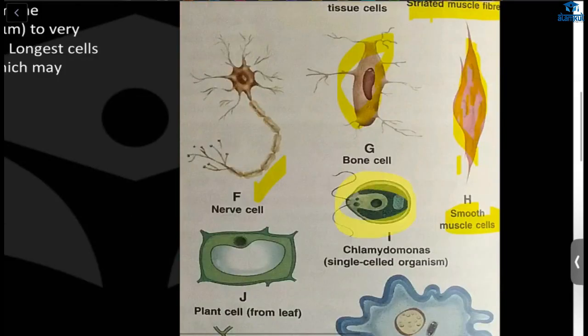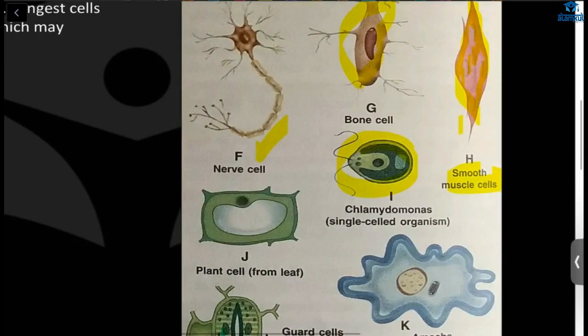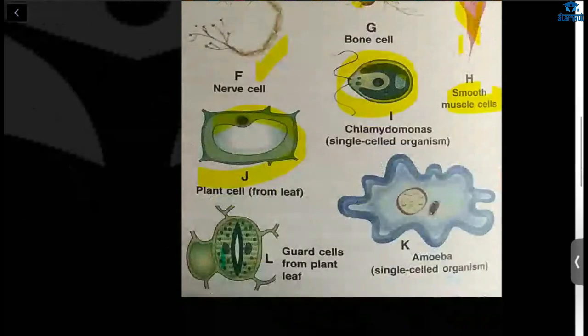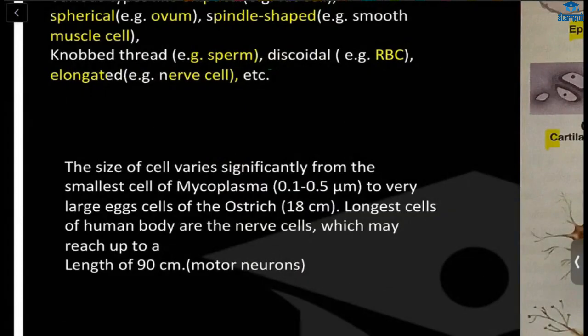This is the single cell, Chlamydomonas, and this is the plant cell, and here we have amoeba, changing shape, and this is the guard cell, kidney type cells. So the smallest cell is mycoplasma. It is like 0.1 to 0.5 μm. Then ostrich, it is the largest cell. Egg cell of the ostrich, it is 18 centimeter.